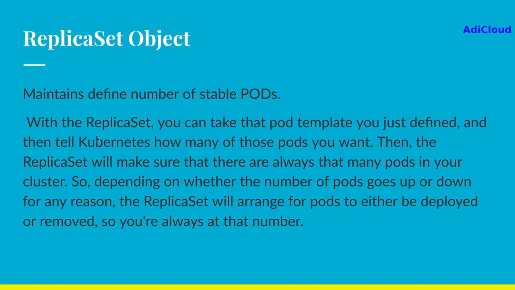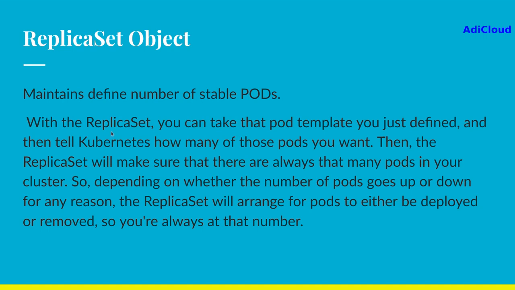The next is ReplicaSet. What does it mean? ReplicaSet means that it will maintain the defined number of stable pods. So for example, you want a maximum of 2 pods, so it will ensure that always 2 pods are up and running. So let's just read about it.